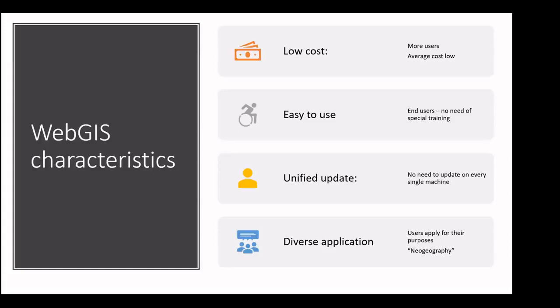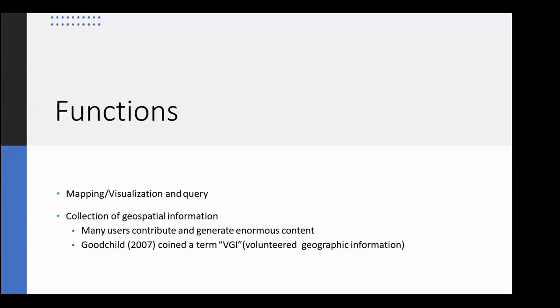Basically, when WebGIS started, it was for mapping and visualization on query. Later it moved on to the collection of geospatial information. Many people started contributing information, like placing a point, drawing a boundary, and POIs, and all those started happening, like wiki maps, OpenStreetMap, and all those things. So Goodchild termed it VGI, volunteered geographic information. It's basically the crowdsourcing kind of a thing.